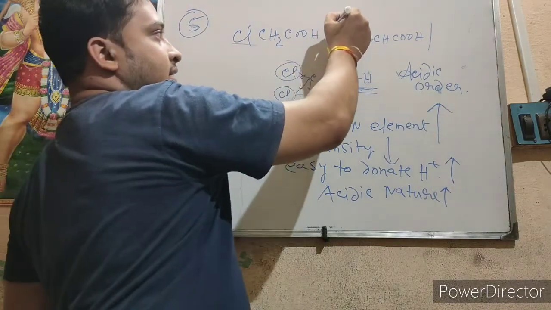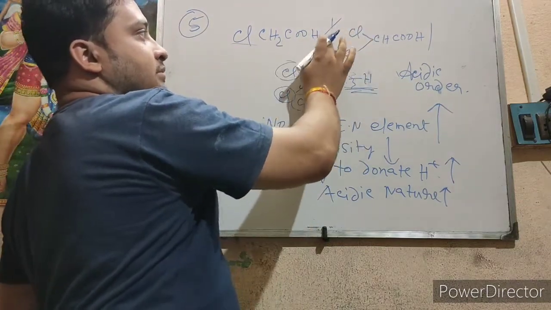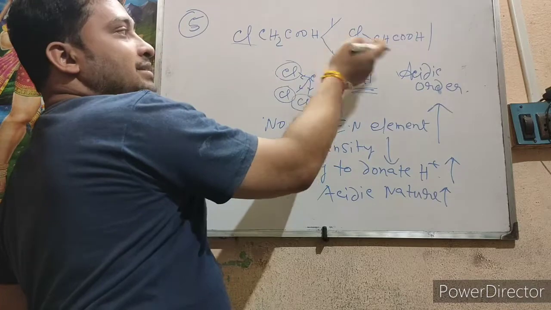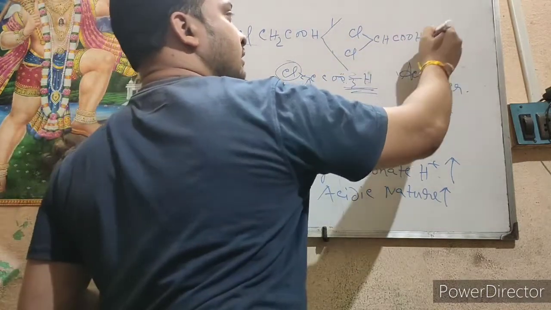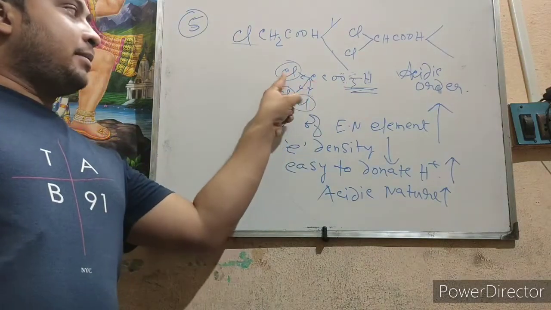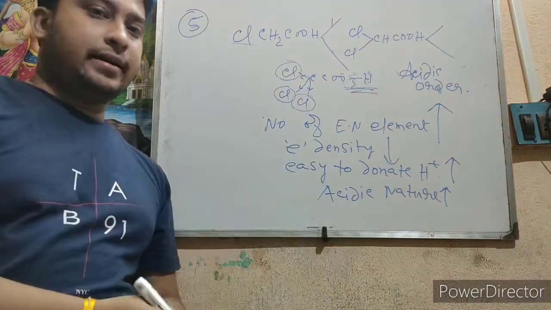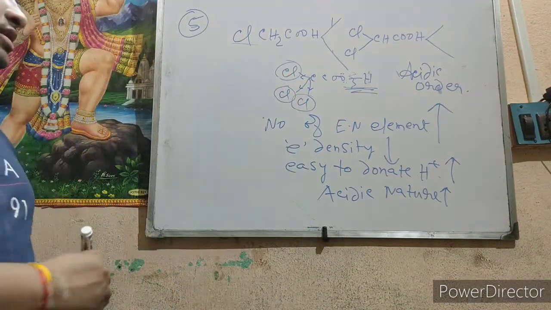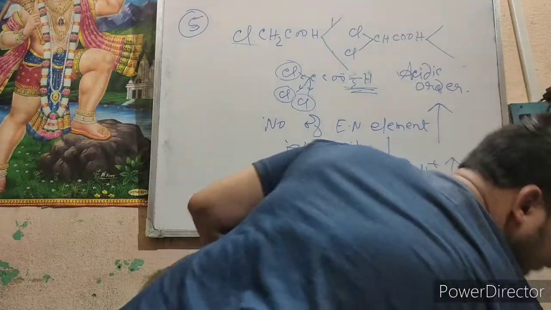So the correct order is, this is more acidic compared to this, because the number of chlorine is higher and it shows you more acidic as the number of electronegative elements is high. So this is the fifth question. Now the sixth question.